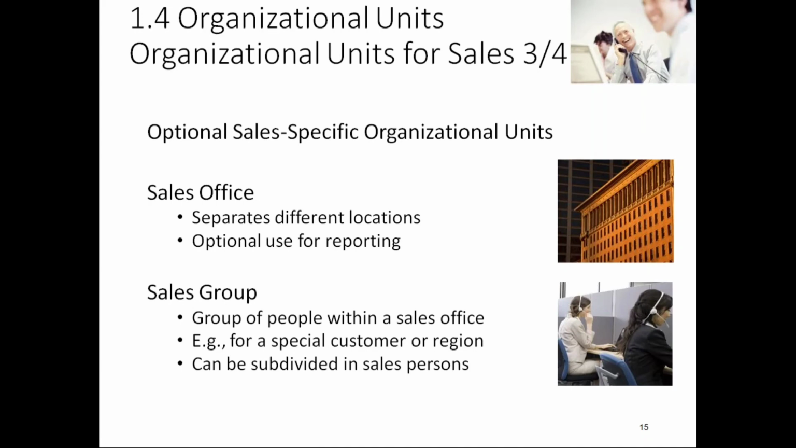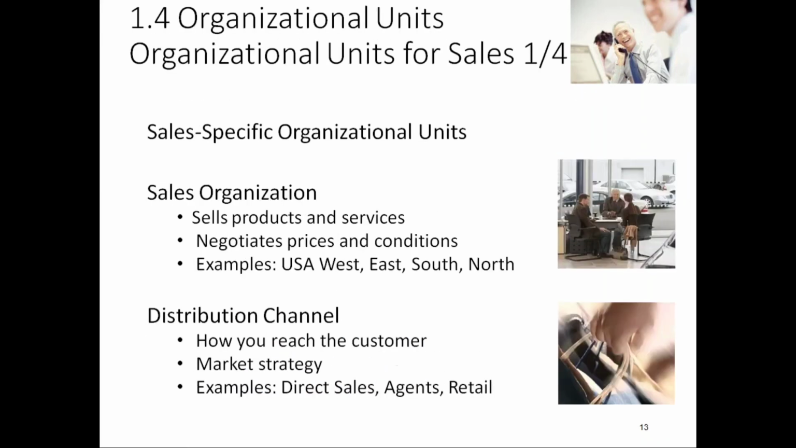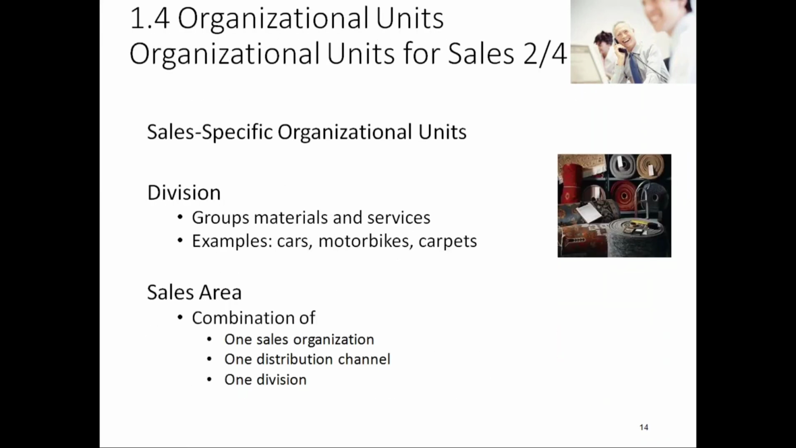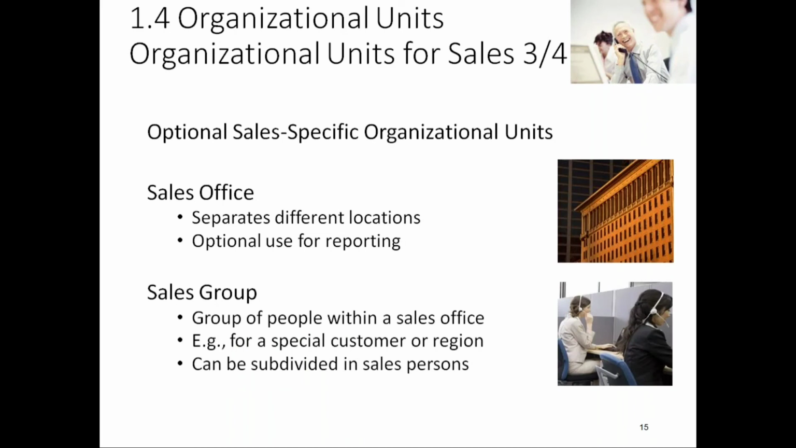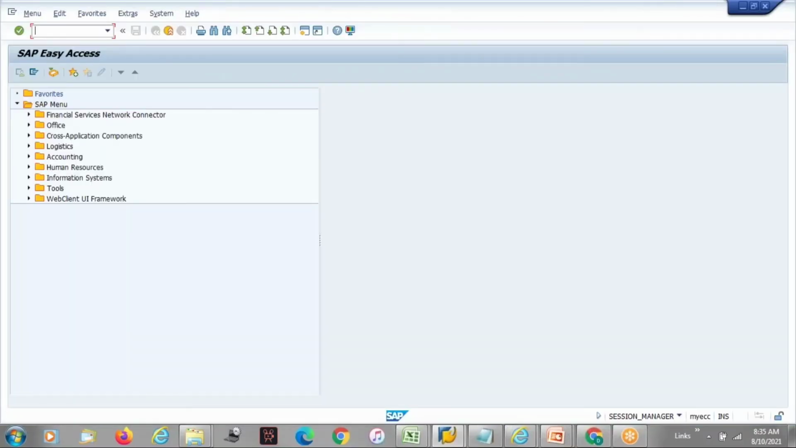So from the SD sales department point of view, these are all the organizational structures that you need: your sales organization, your distribution channel and division, then your optional sales office and the sales group. This is from the sales department, the first one that we have seen, right? So that is what you will define. So where do you define them? You go /n SPRO.